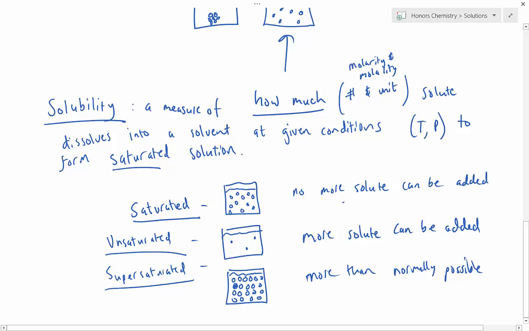Alright, so solubility is a measure of how much solute can dissolve into a solution, and we're going to talk about the two different ways that we can measure solubility, molarity or molality. These are two different ways in the next couple of days, and I hope that this was helpful.